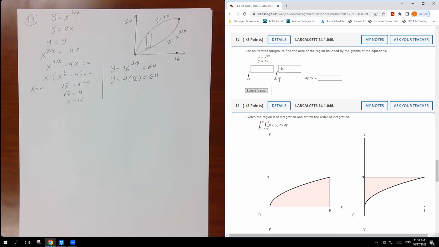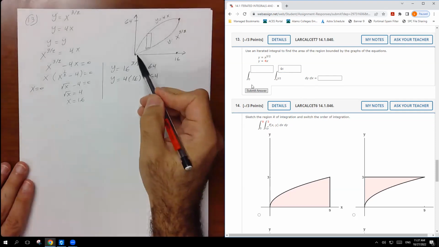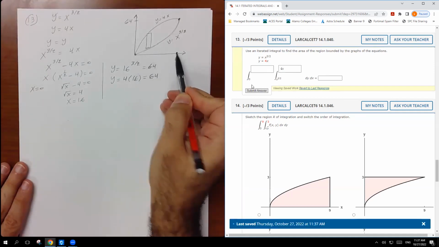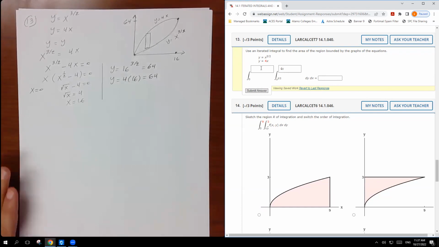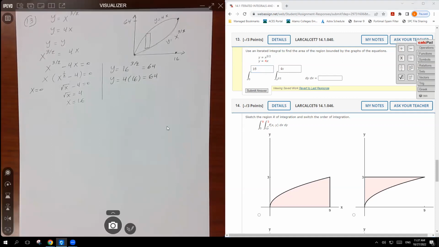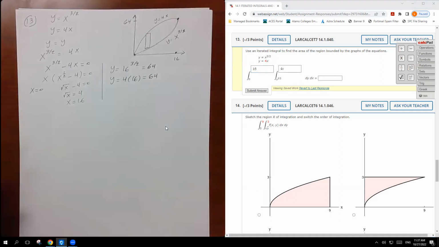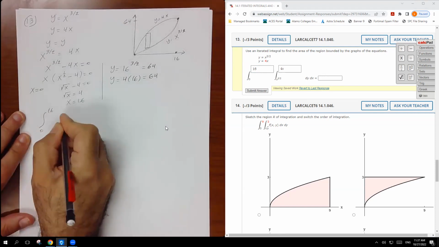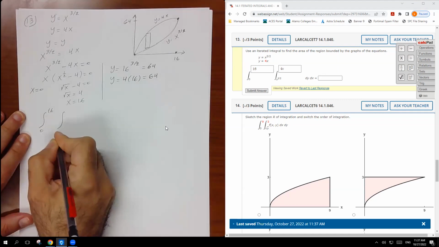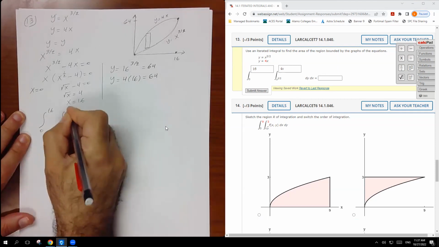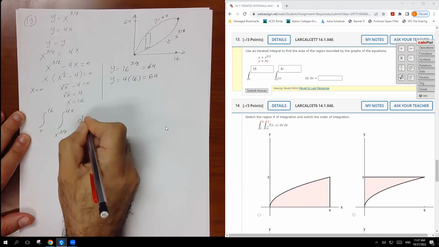y equals x^(3/2) and y equals 4x. For the x, it's going to be from 0 to 16. So the second boundary is going to be here, 16. Now we need to find the integral. So our integral is going to be from 0 to 16, and from x^(3/2) to 4x, dy dx.